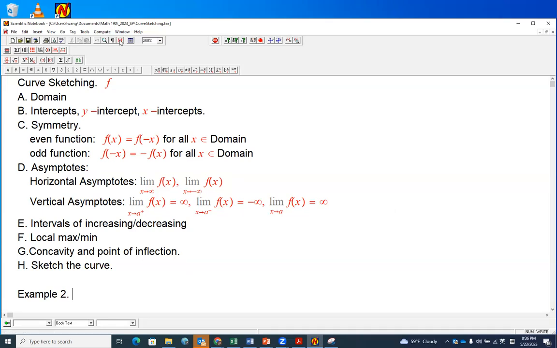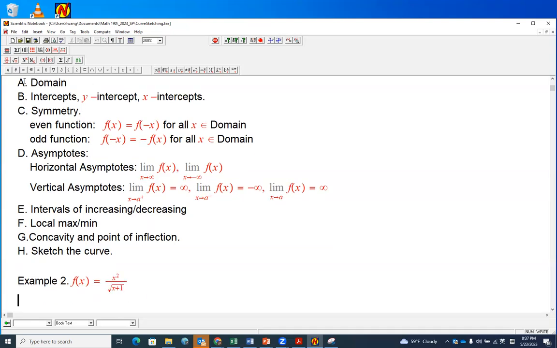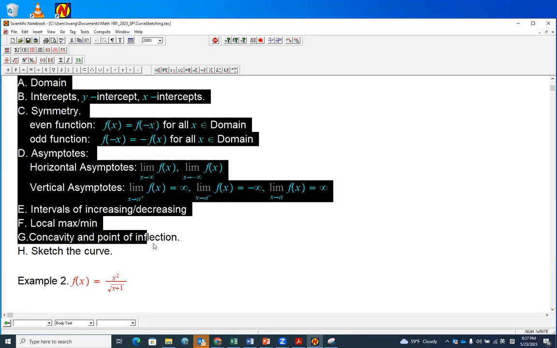Okay, the function is f of x equals to, and here's the function. We got x squared on the top, and the denominator is square root of x plus 1. And we're going to go by the guideline.